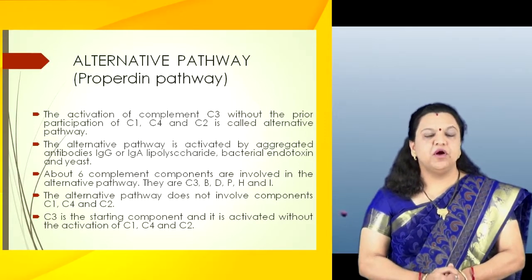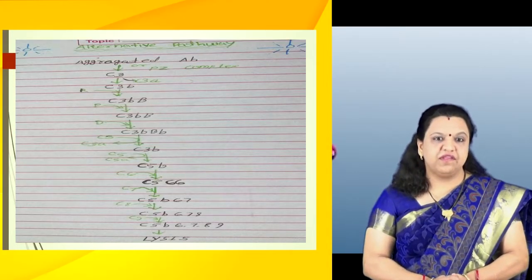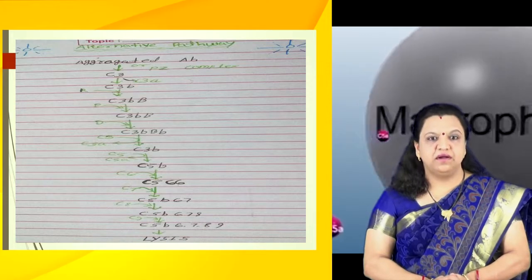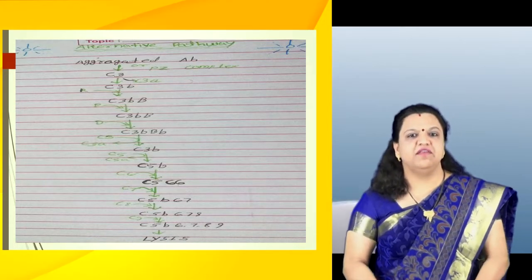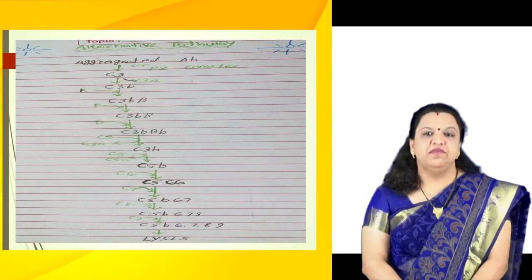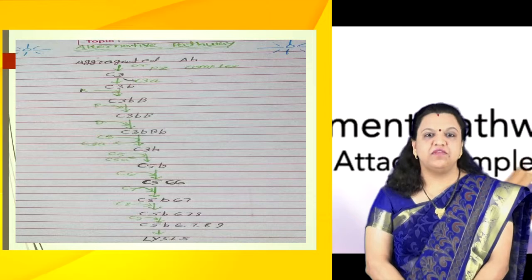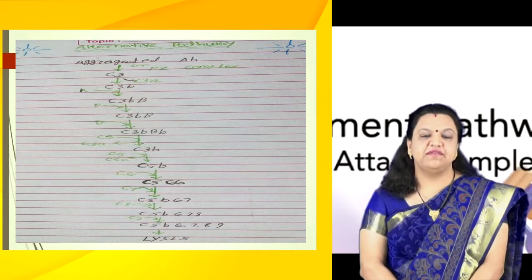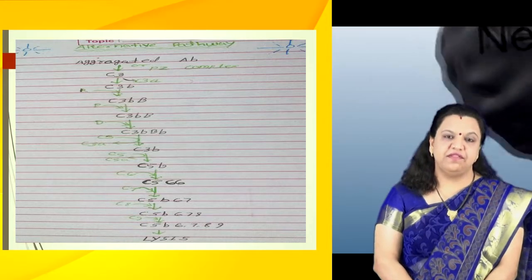About 6 complement components are involved in the alternative pathway. They are C3, B, D, P, H and I. The alternative pathway does not involve the components C1, C4 and C2. In this pathway, C3 is the starting component and is activated without the activation of C1, C4 and C2.